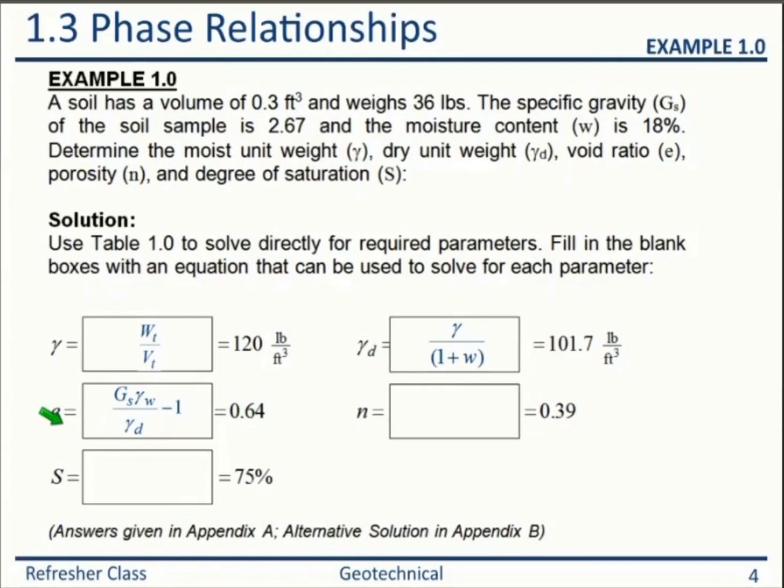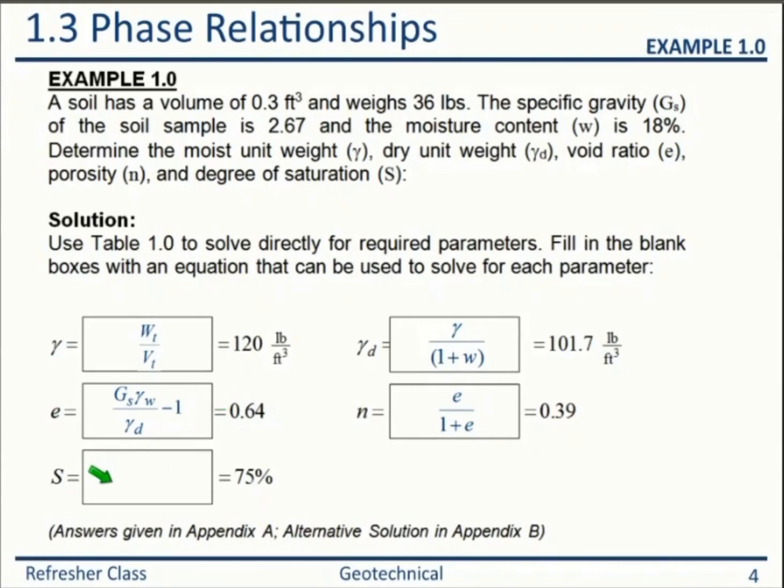Now once you know the void ratio, porosity can be easily calculated from table number 1 because porosity is directly related to the void ratio with these relations. Void ratio is known here. Therefore, if you plug it in, you will get 0.39.